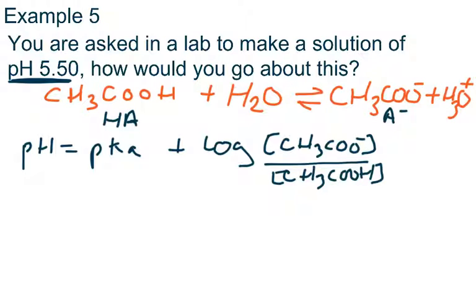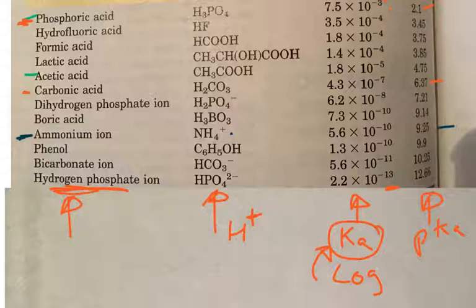Now, here's the deal. They did not give us any concentration values for the HA or the conjugate base. So we have to do some more manipulations. We know that we desire the pH of 5.50, because that's given to us in the problem. That's the pH we want. We can look on the chart to figure out the value of pKa for acetic acid, the HA. So we're going to go back and take a peek at our chart.